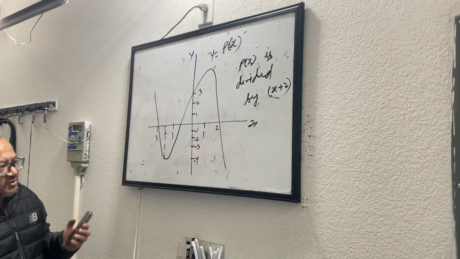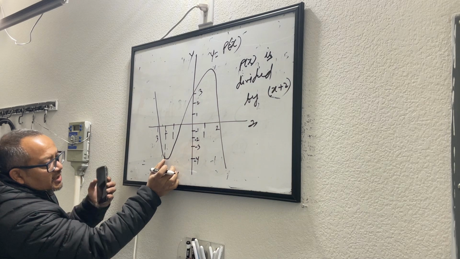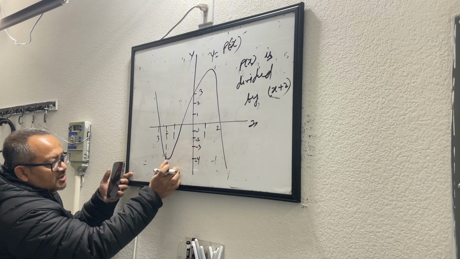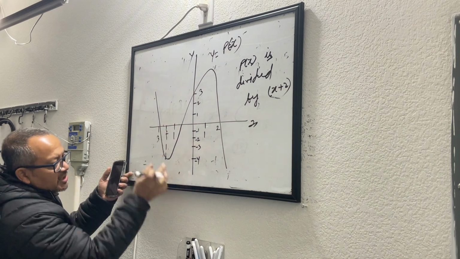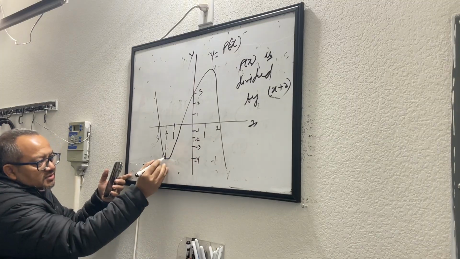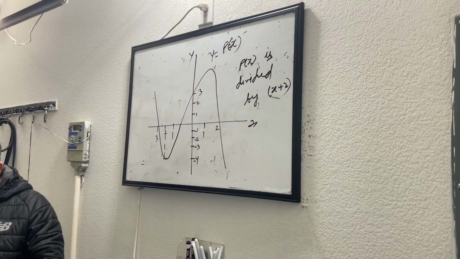So just for you guys to know, the bottom of this graph is at x equal to minus 2 and y equal to minus 4. Just so that you can see it clearly.